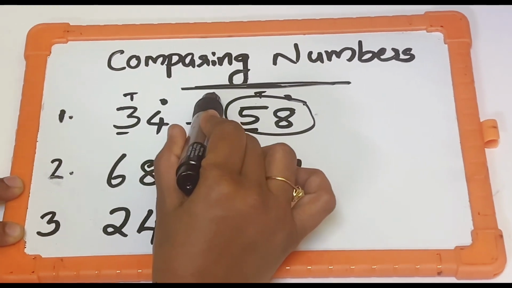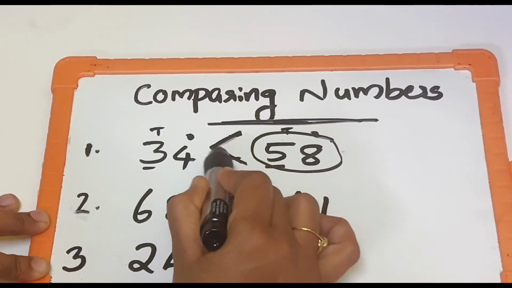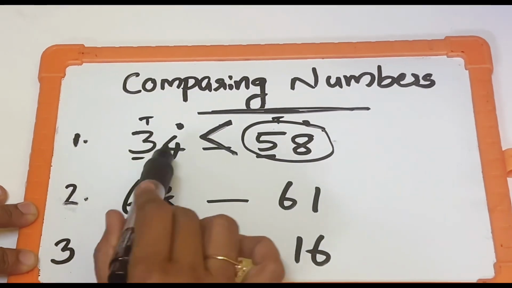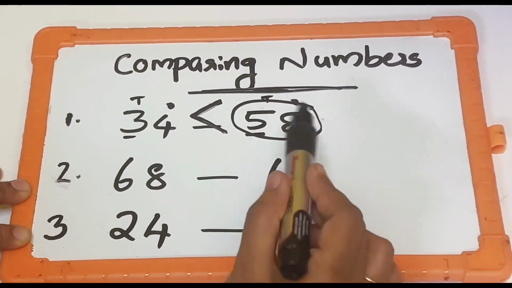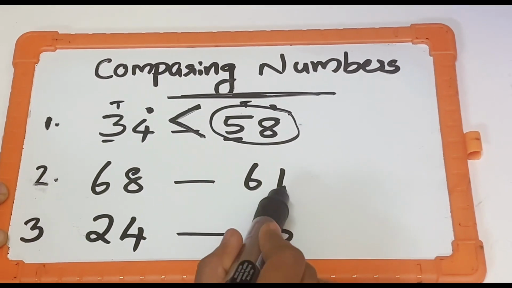So how do we write the symbol here? How do we draw it? It will come like this: 34 is less than 58.